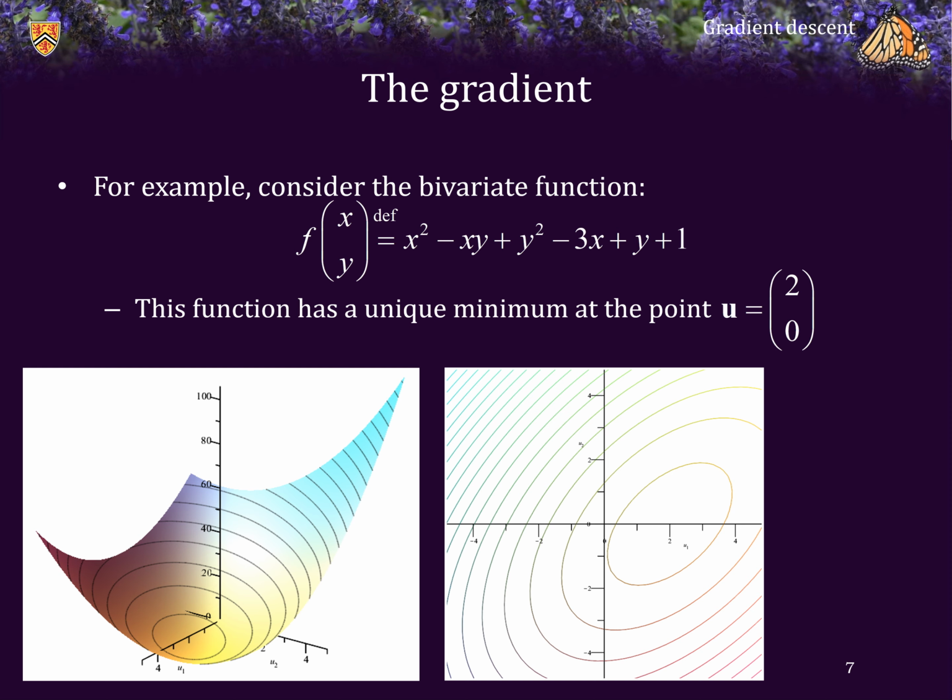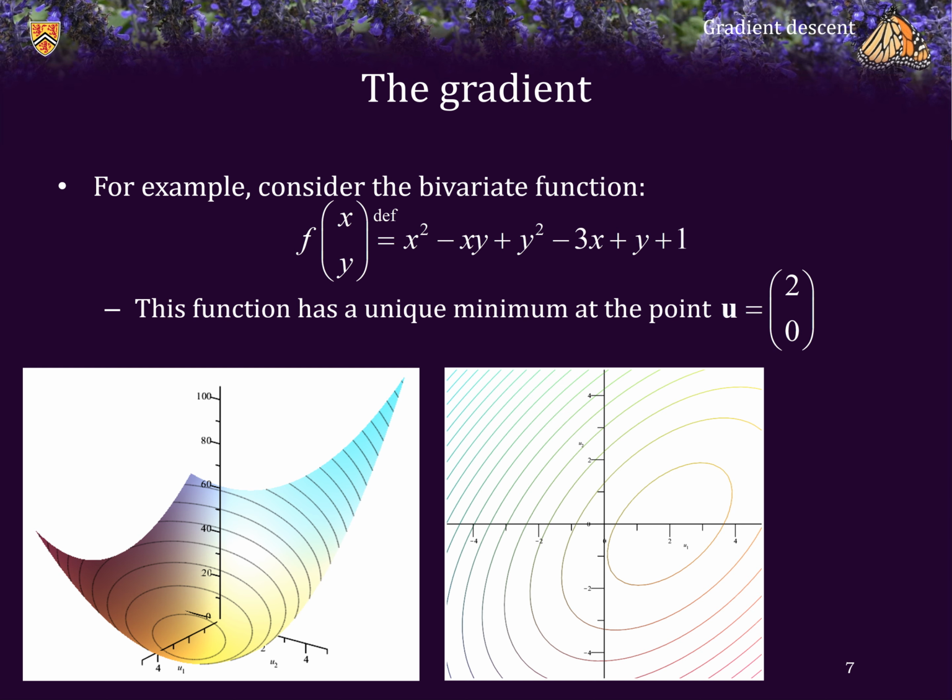This particular function has a unique minimum at the point u is (2, 0). That is, x is equal to 2, y is equal to 0. And in the bottom we see an image on the left-hand side of the function as a function of x and y, and you can see the unique minimum. And on the right-hand side we have a contour plot.